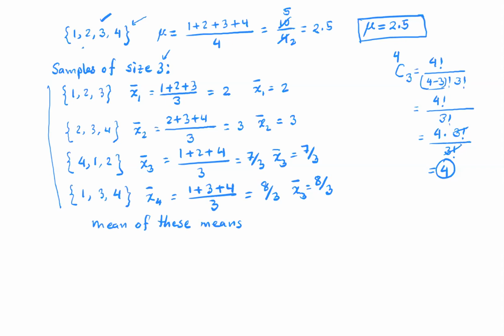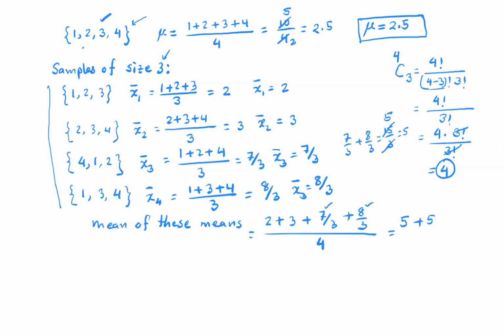So let's go ahead and do it and see what we get. 2 plus 3 plus 7 over 3 plus 8 over 3, all of it divided by 4, right? 2 plus 3 is 5, plus, look, 7 over 3 plus 8 over 3 is equal to 15 over 3, which is just 5, because 3 goes into 15 5 times. So it's going to be 10 over 4, that is 2.5. Do you see? The mean of these means, which we call mu sub x bar, is 2.5.